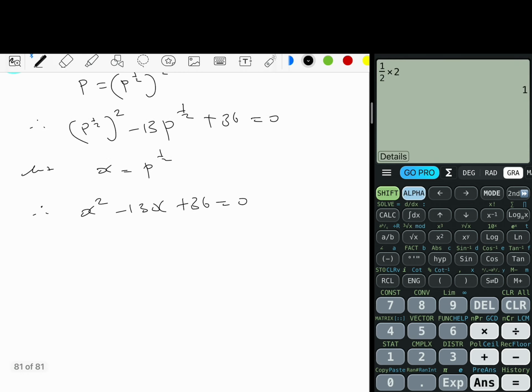We can able to stomach this. We know x squared minus 13x plus 36 equal to 0. We can factorize this. Please quickly factorize it if you know how to do it, or otherwise you can follow my method. There's many method of doing this.